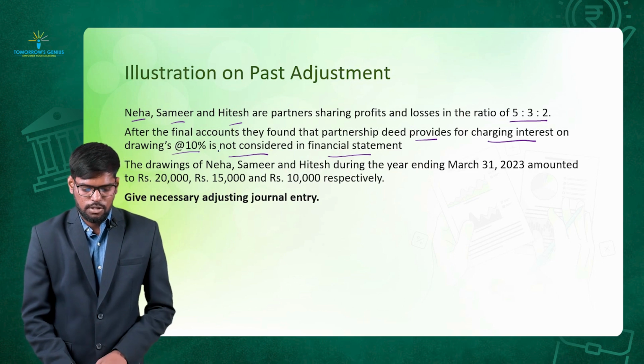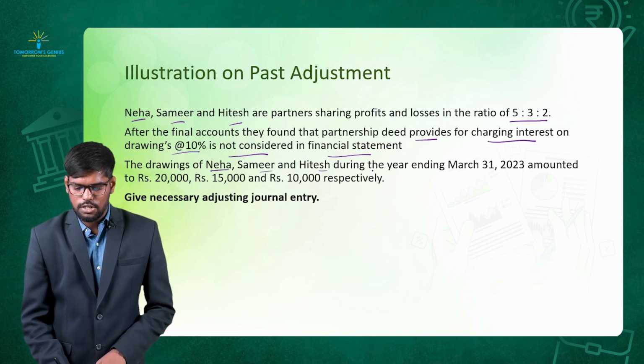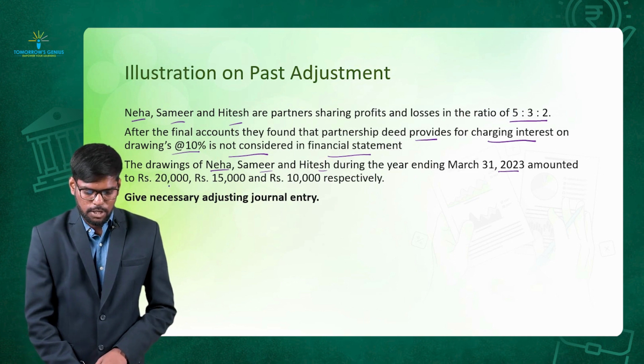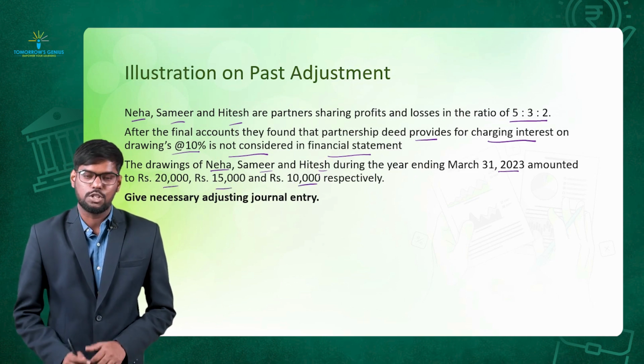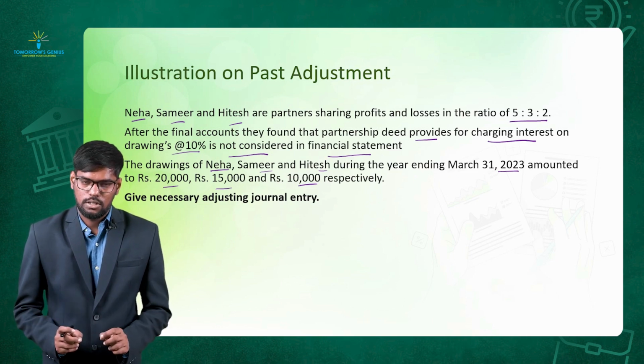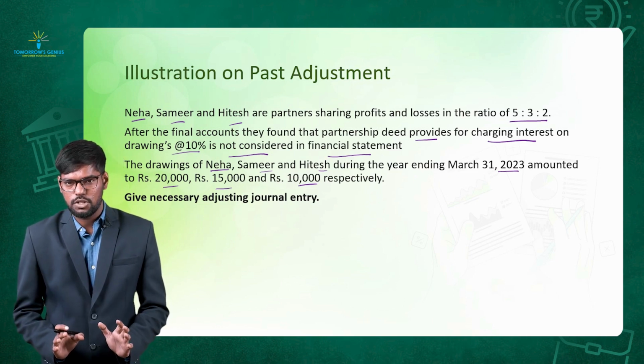The drawings of Neha, Samir, Hitesh during the year ending 31st of March 2023 amounted to rupees 20,000, 15,000 and 10,000 respectively, right? So there is one transaction, that is interest on drawing, which they have not recorded in the previous year.